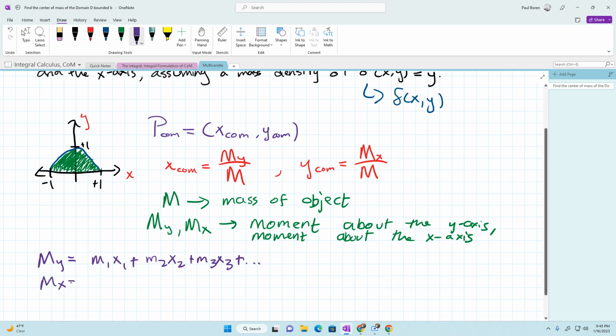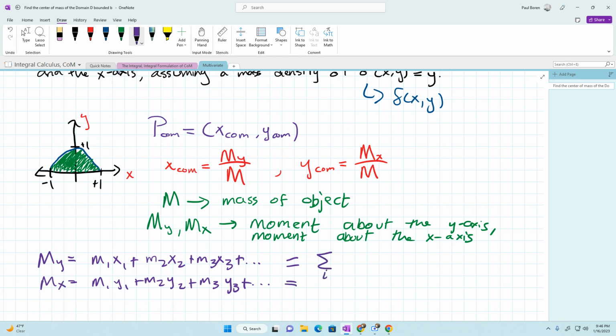Now, our moment about the x-axis, m sub x, would be m1 y1 plus m2 y2 plus m3 y3 plus dot dot dot. Well, we've seen this stuff before. We've dealt with this in our easier equation for dealing with center of mass, this m1 x1 plus m2 x2, and so on. We expressed this in a different way using summation notation, where we have m sub i, x sub i. That's what this whole thing can be expressed as, and then for this, we can express it as this.